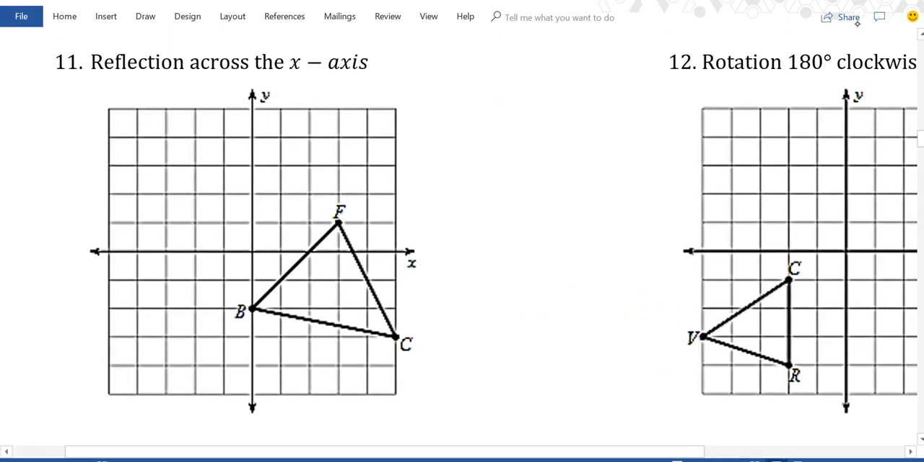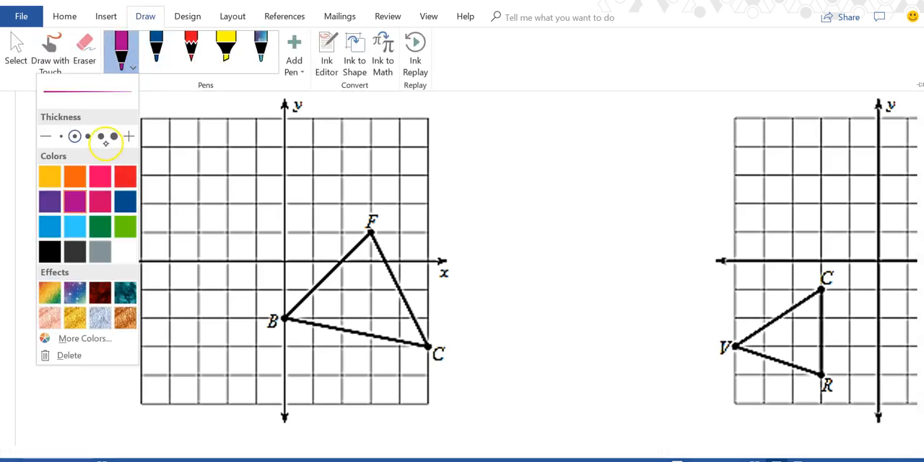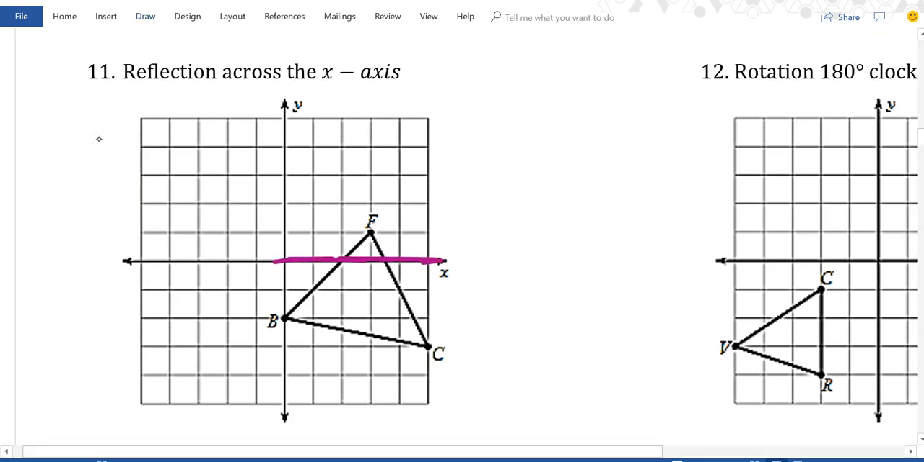Alright. Here we have a reflection across the x-axis, so that's like the line y is equal to 0. Regardless, though, we can just go ahead and highlight. So that's our x-axis here. So we go across that, right? So F is 1 above, would be 1 below. C is 1, 2, 3 below, so it's going to reflect to be 1, 2, 3 above. B is 2 below, so it reflects to be 2 above. And we're good to go.